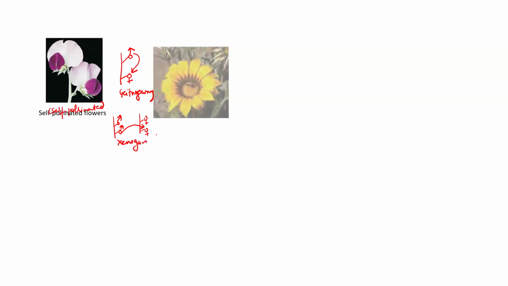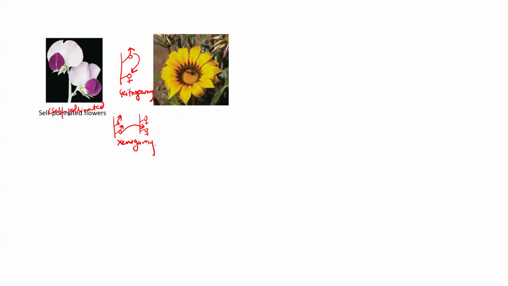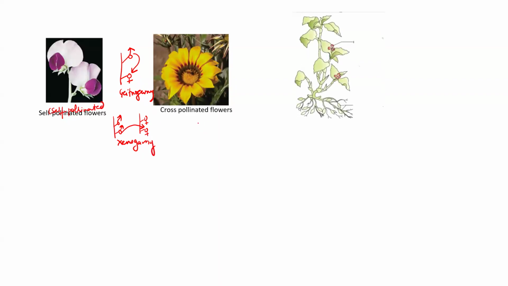And if the flowers are borne on two different trees, suppose this is one male plant and this is an entirely female plant, and the pollen passes from one flower to another of a different plant, then only we will say xenogamy, which means cross-pollination. So see this diagram, this is the diagram of a cross-pollinated flower. Clear?